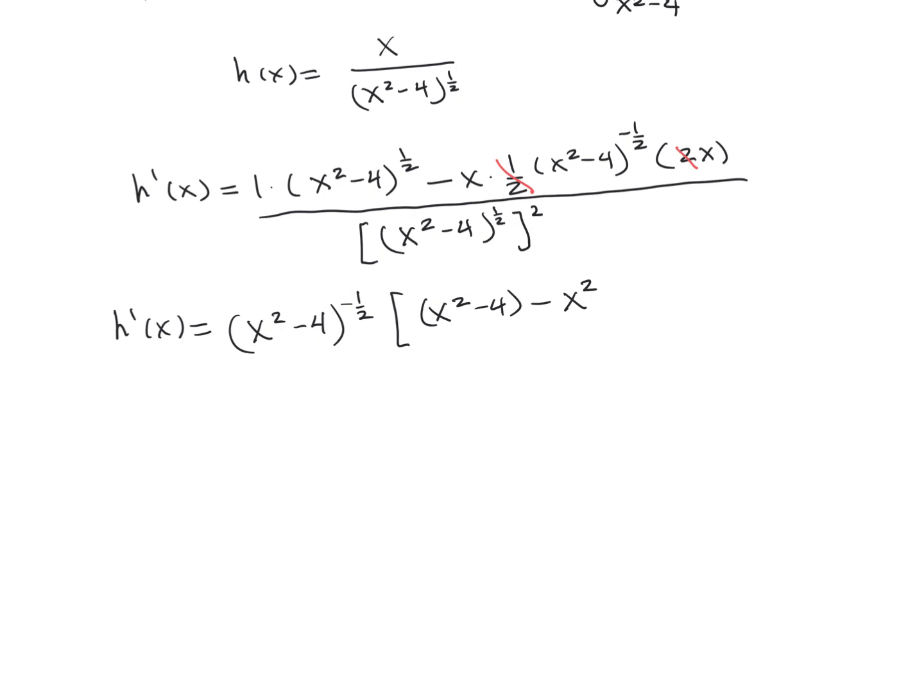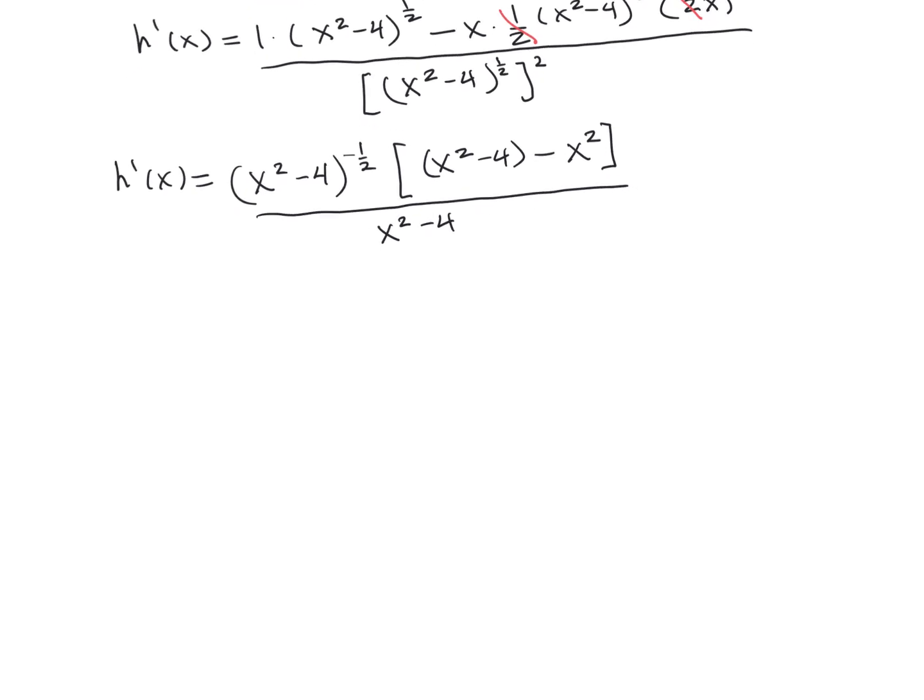And again, we already factored out the x squared minus 4 to the negative 1/2. So that actually cleans up and finishes our numerator. Down below, when we square that half power, we just multiply and just get an x squared minus 4 to the first power.